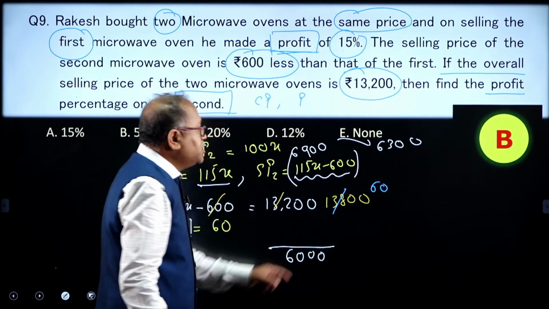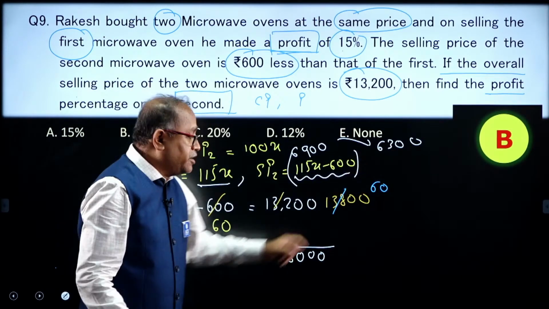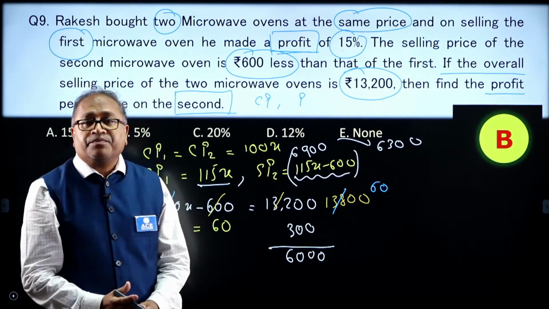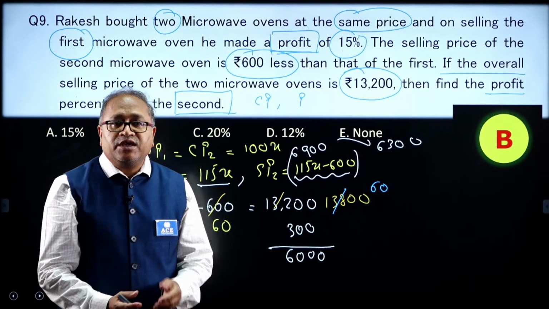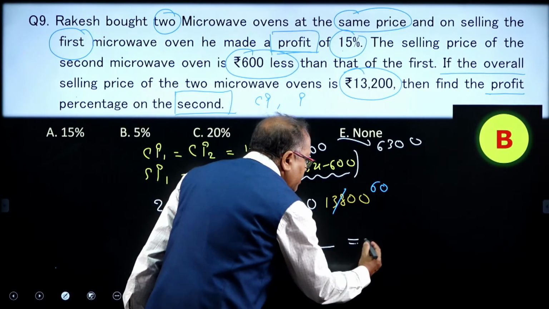How much is the profit? 6,000, 6,300. So, 300 is the profit, not 100, 300 is the profit. Now, I notice that 300 by 6,000 is 1 by 20, and 1 by 20 is 5%. Beautifully answered, my dear friend.